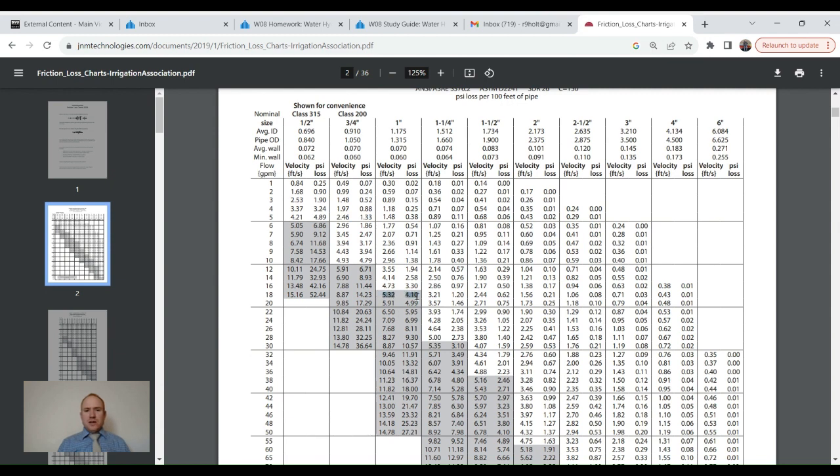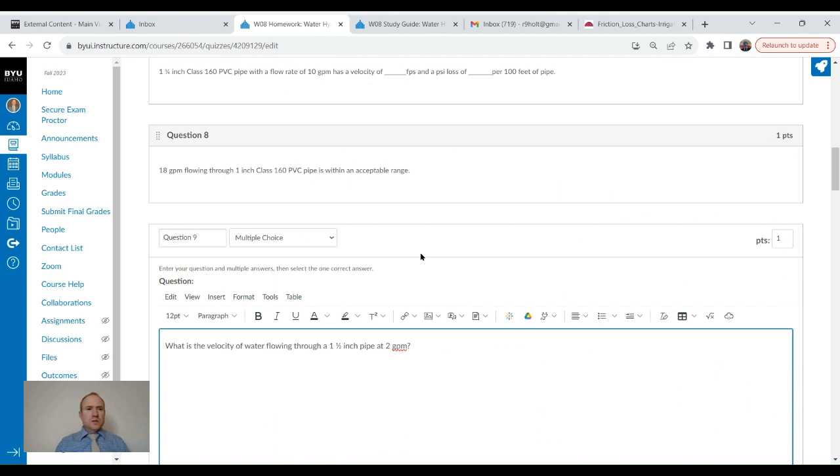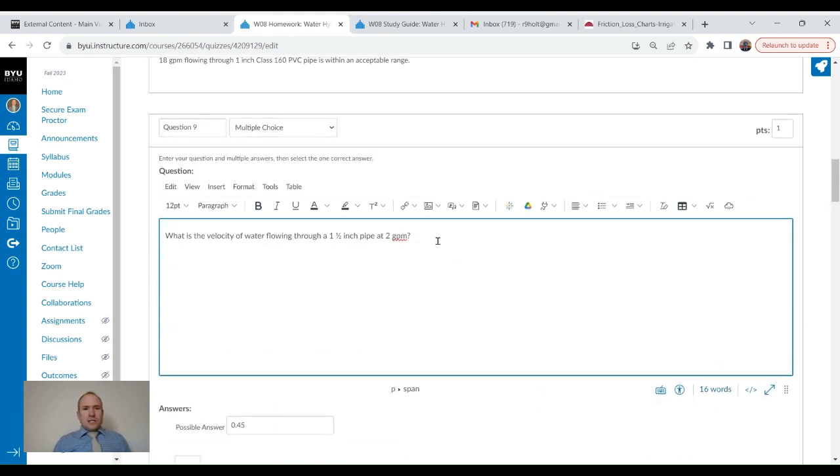Okay, we're in the gray here. The gray in this case is bad. We don't want to be in the gray. The reason we're in the gray is because we're at 5.32 feet per second. And what's our number we want to stay under? 5. We don't want to ever exceed 5 feet per second. So would that be acceptable? No.